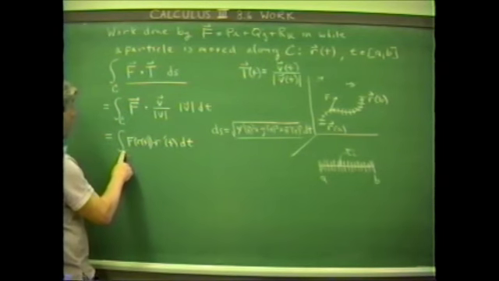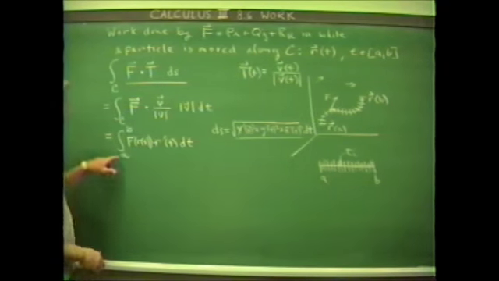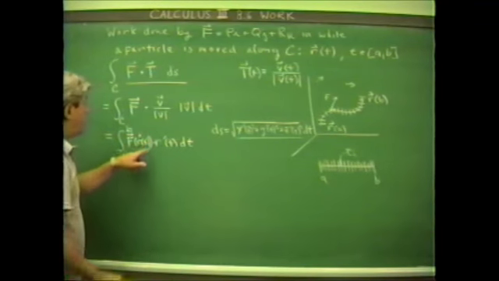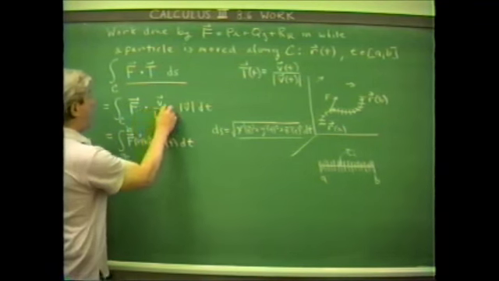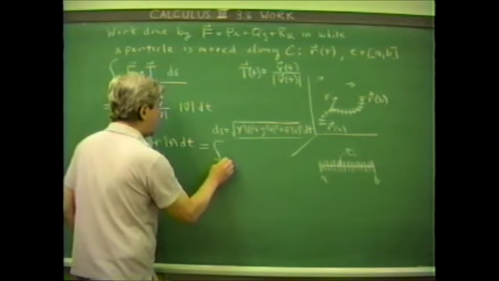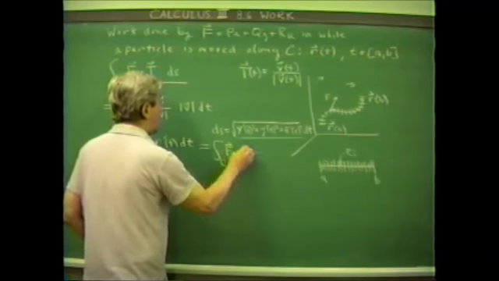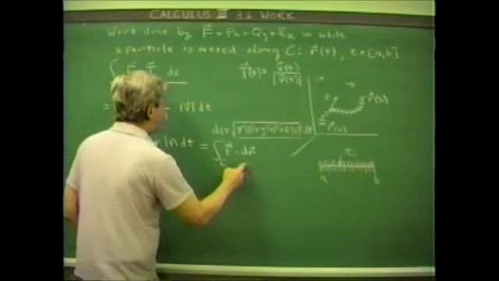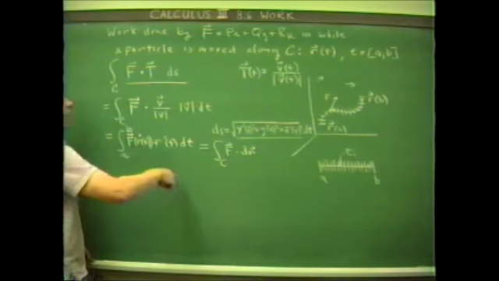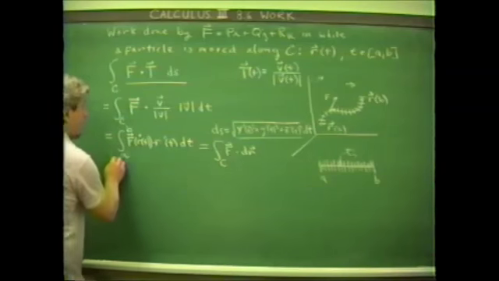Now if C is parameterized with t going from a to b, then this is the integral from a to b of F of r of t dotted with r prime of t dt. Sometimes this is written as the integral over C of F dotted with dr. This is a very shorthand form, which allows you to remember how to evaluate a particular integral, giving you the work along a particular curve. Let's take a look at an example.